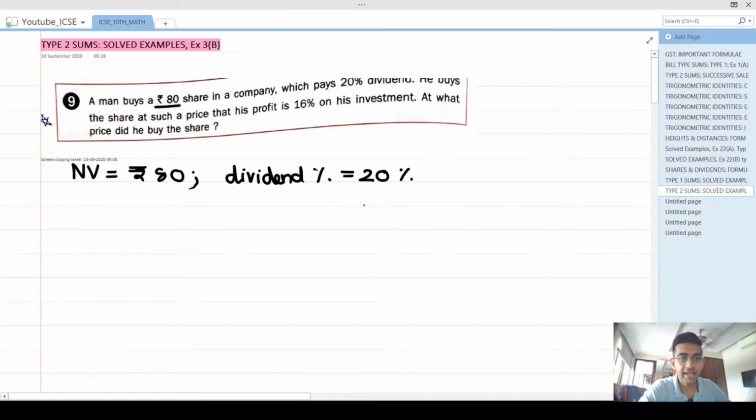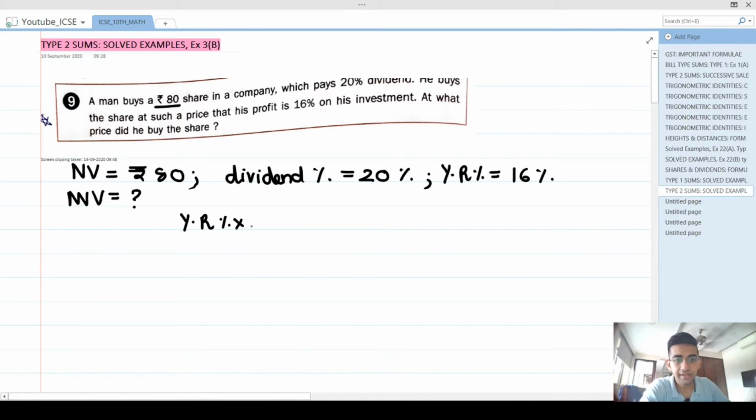He buys the share at such a price that his profit is 16% on investment. So his profit percent or yield rate percent is 16%. At what price did he buy the share? They are asking us the MV. How do we calculate it? Simple formula we have learned: profit percent into MV is equal to NV, or face value, into dividend percent.